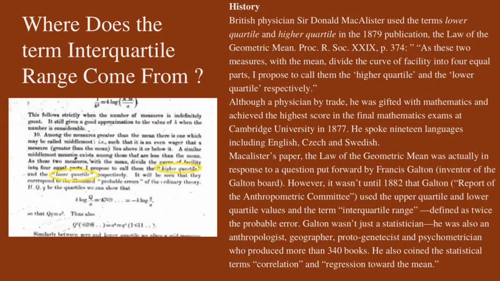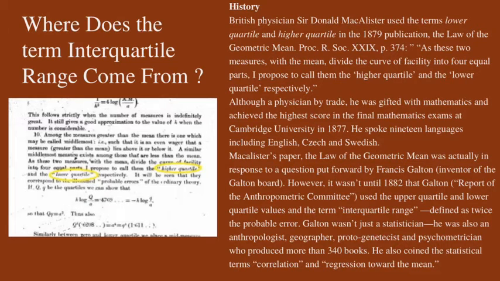Where does the term interquartile range come from? British physician Sir Donald MacAlister used the terms lower quartile and higher quartile in his 1879 publication, The Law of the Geometric Mean, Proc. R. Soc., as these two measures with the median divide the curve of this facility into 4 equal parts. I propose to call them the higher quartile and the lower quartile respectively.